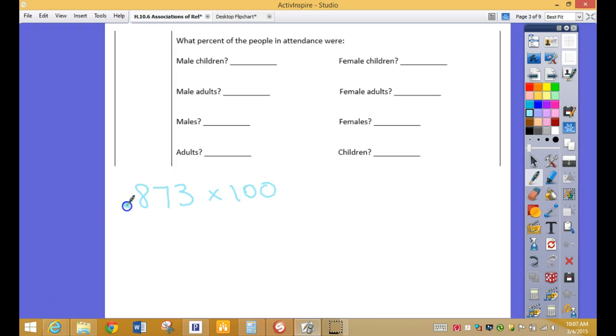Taking it times 100 is the same as moving the decimal to the right how many times? Twice. Because if I only moved it once, that would only be times 10. Then one more, that would be taking it times 1,000. That's too many. So that would be 87.3%. All you have to do is move your decimal to the right twice, and that turns it into a percent.